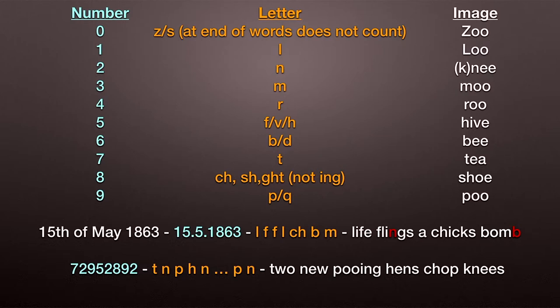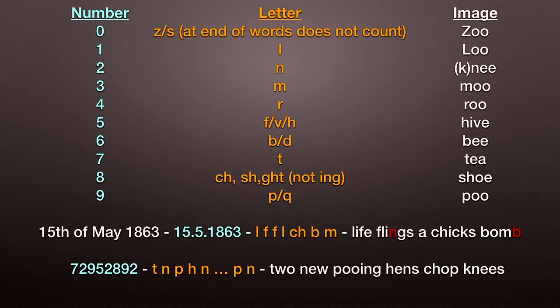Now we could say bomb ends in B, but I'm only interested in the sound. As you can see from my number two, I chose knee, which starts with a K. But because it's silent, it doesn't matter to me. We're talking about what we can hear and what we can see. So the 15th of May, 1863 becomes life flings a chicks bomb.